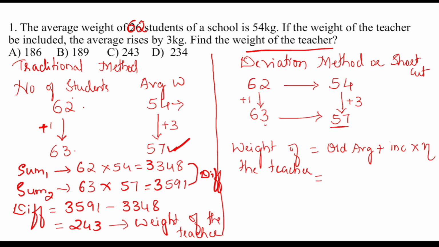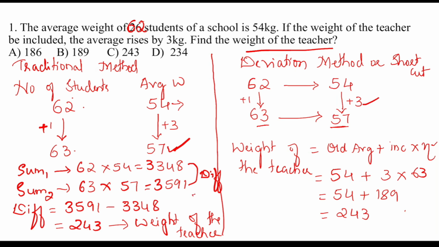So what is the old average? The old average is 54 plus the increase in average. How much increment in average happened? It is 3, into the number of new members, which is 63. So 54 plus 3 into 63, which is 189. So 54 plus 189 is nothing but 243. Okay, in just simple 2 steps we solved this problem.